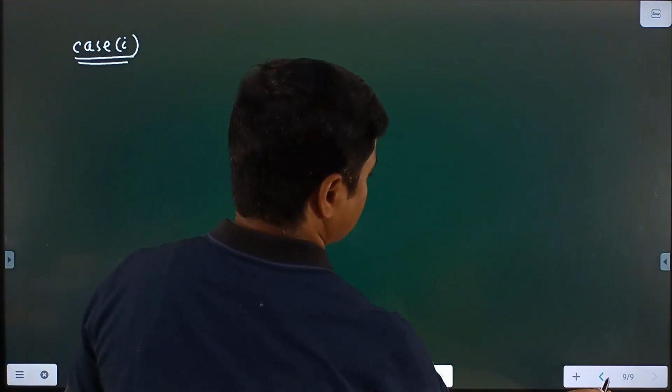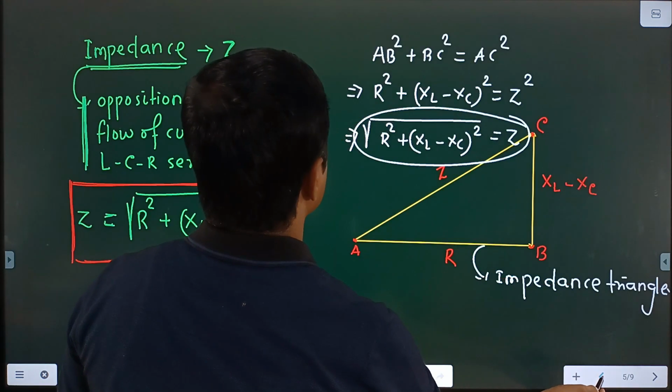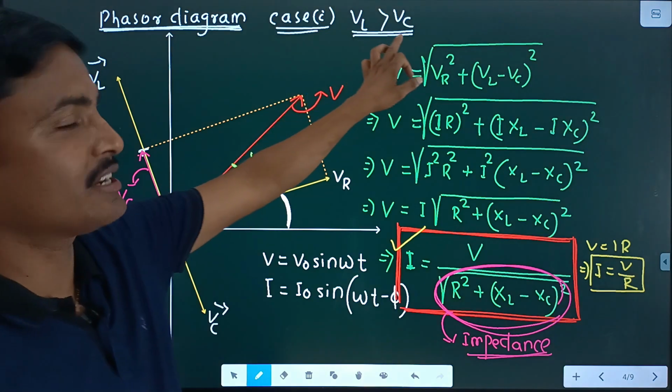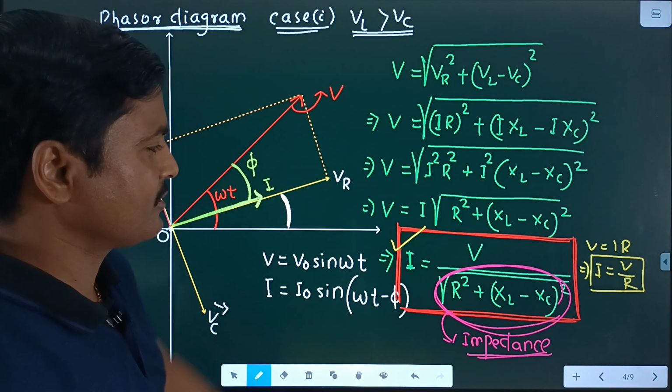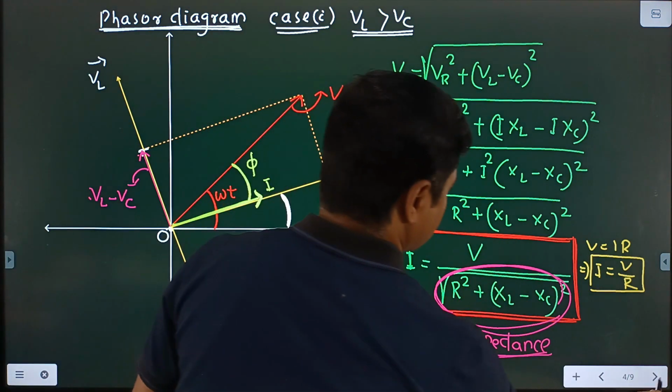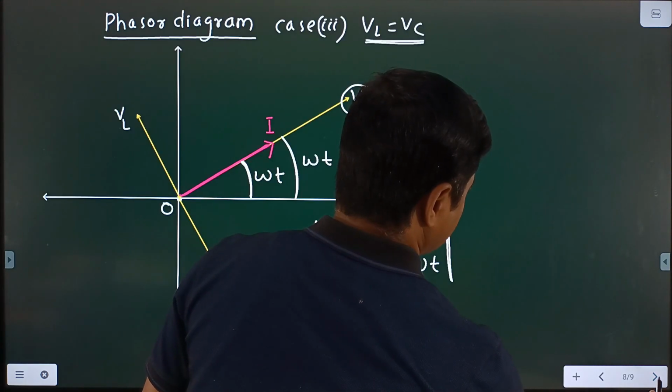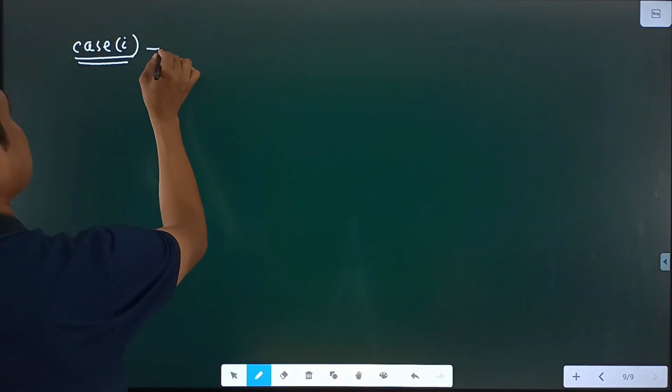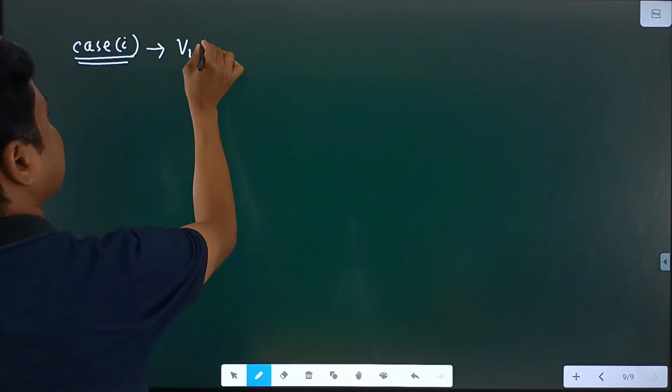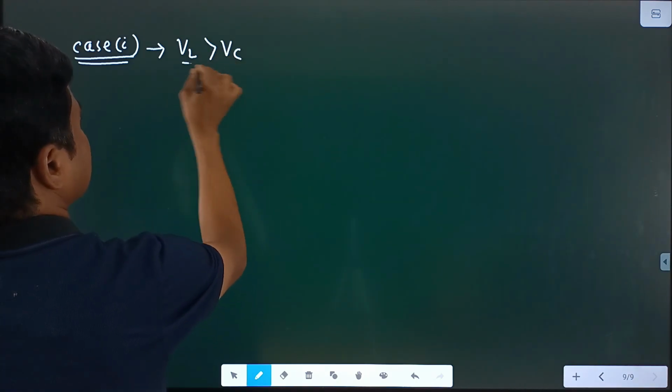First case, look at the figure. First case, VL is greater than VC. This is the expression of current. We write the expression of current for the first case, that is VL is greater than VC.